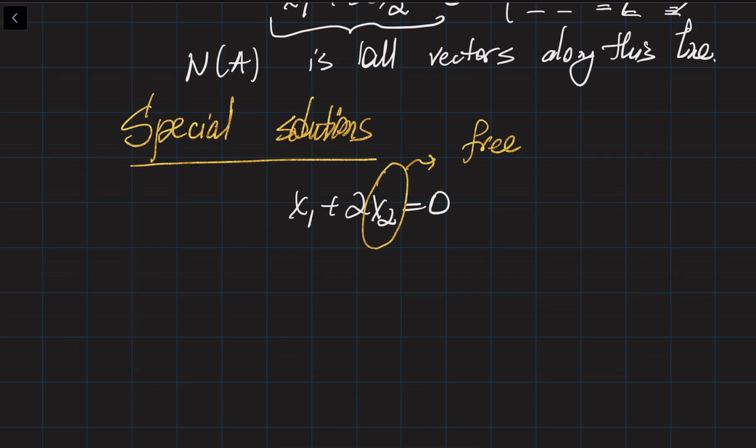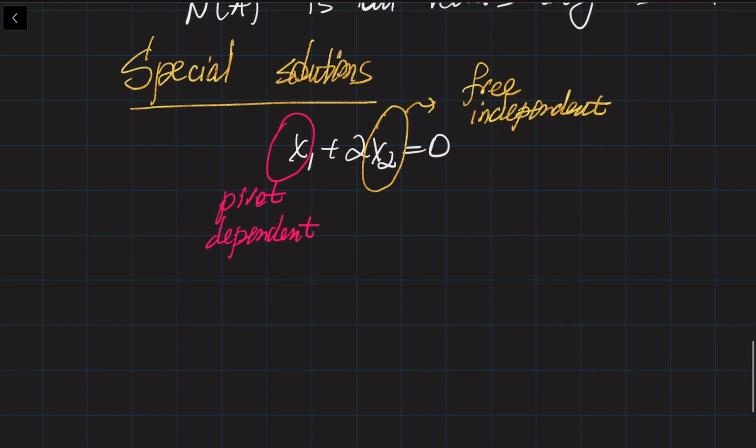And the variable which depends on the values of x2 is going to be called the pivot variable. It is the dependent variable because it depends on the values of x2. And x2, which is the free variable, is going to be called the independent variable. What I want is to assign a parameter, and we are always going to assign parameters to the free variables or independent variables.